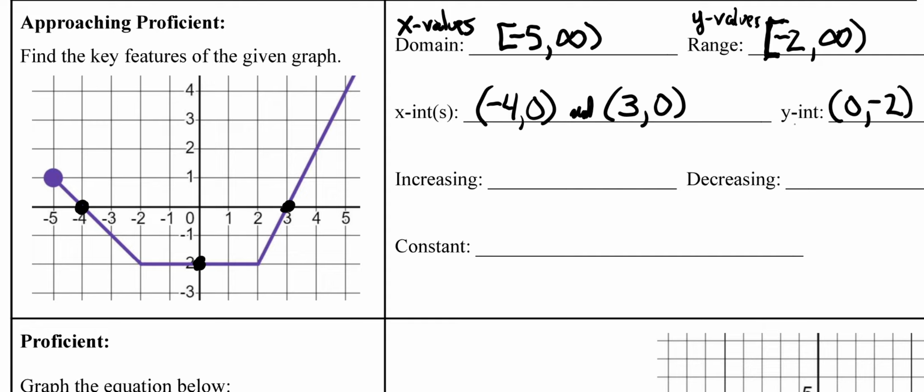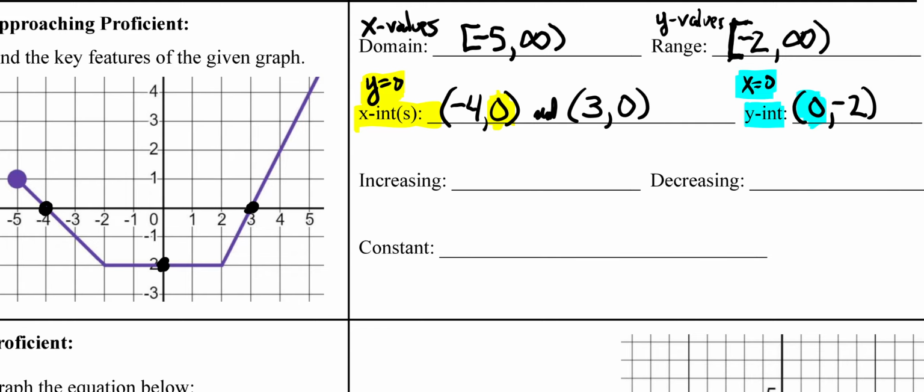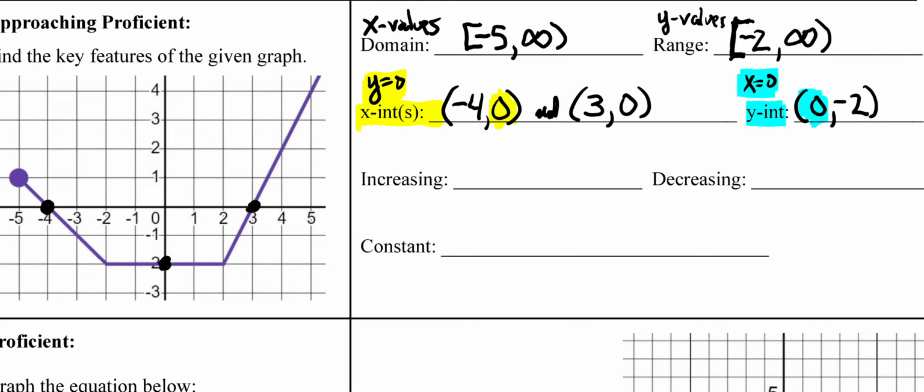-2. Remember, your y-intercepts always happen when x equals 0, and your x-intercepts always happen when y equals 0. It's the opposite, right? For x-intercepts, y equals 0. For y-intercepts, x equals 0. All right, so let's continue here.